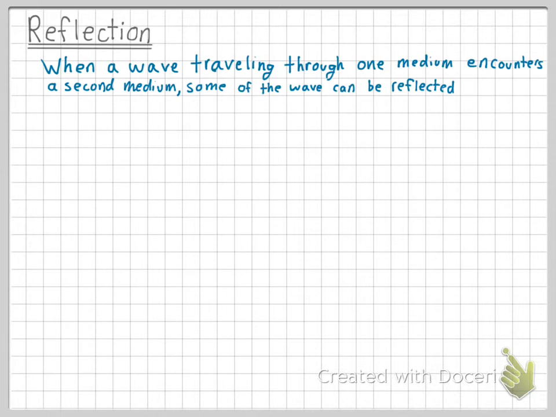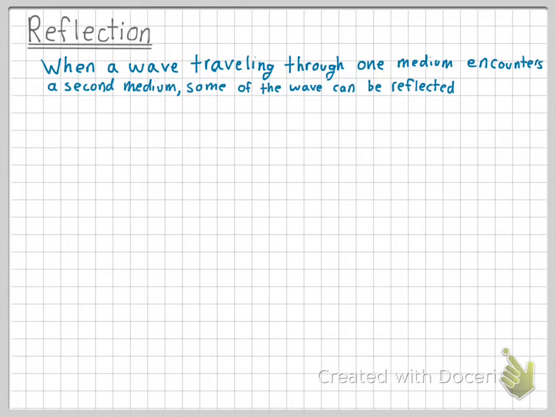This video covers the basic concepts of reflection. So when a wave is traveling through one medium, it encounters a second medium, and some of the wave can be reflected. You may have seen reflection before. Essentially, whenever you look into a mirror, visible light is reflecting off the mirror and back into your eyes.